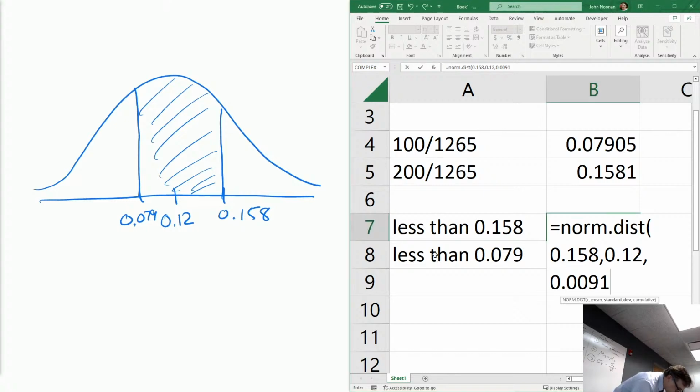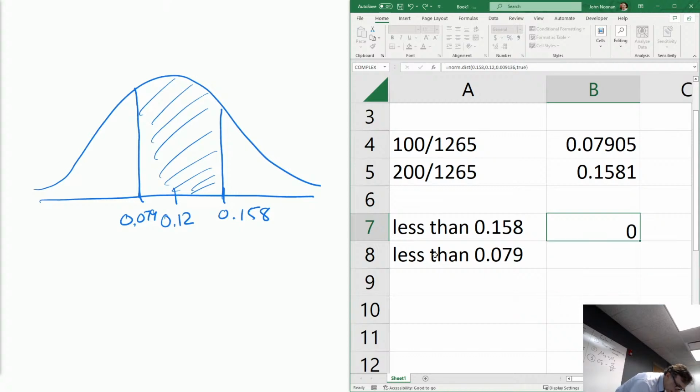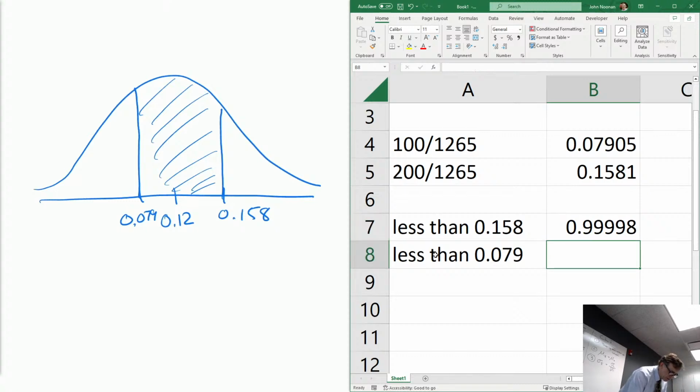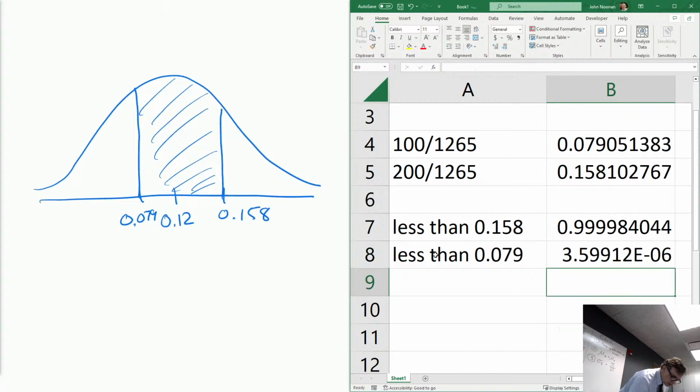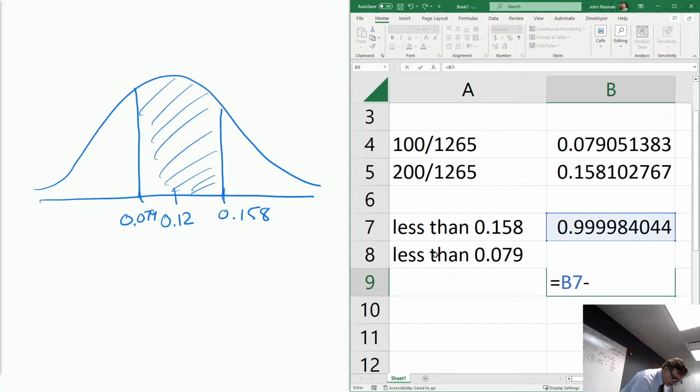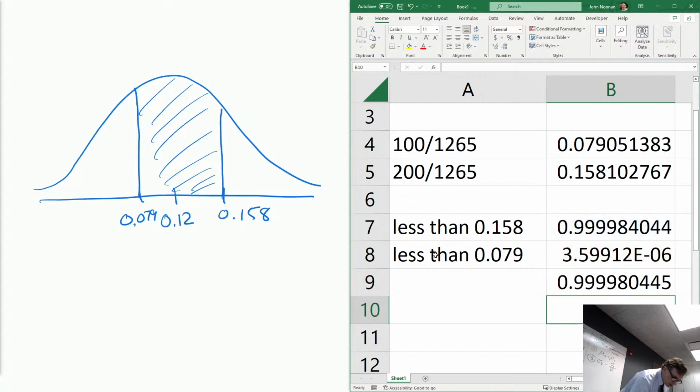Okay, 9136. True. I think I got that right. Wow, it's so close to 1. It's almost 1. Maybe some of you it is 1 because you've got fewer digits showing than me. Now I'm just going to copy this and just change this one number right in here from 0.158 to 0.079. Wow, that's even smaller. I didn't realize it would be this small. And then I subtract the smaller one from the bigger one. So big minus small.